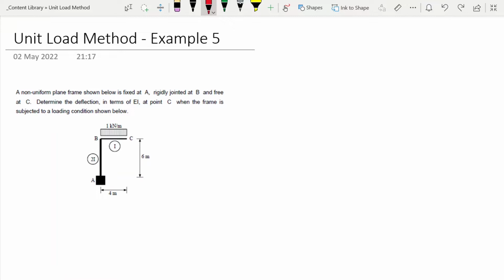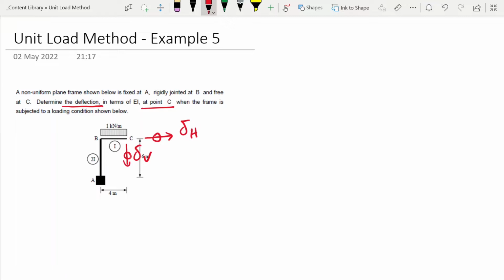In this case, we have a similar structure to the one we saw in the previous example, but in this particular case, we want to find the deflection at point C. And what I want you to understand by deflection in this case is the total deflection. So what we're going to do is find the vertical deflection for point C and also the horizontal deflection for point C.